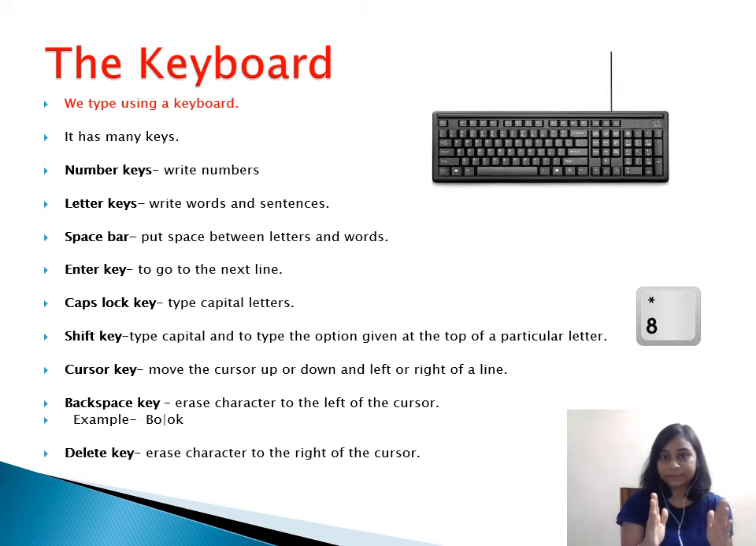Suppose we have written a paragraph and we want to delete something at the first line. So we will move the cursor key up and we will go to that particular location and we can delete or we can edit it there. And backspace key is used to erase the characters left of the cursor key. Whatever is written on the left side, we can delete using a backspace key. And delete key is used to erase the character on the right side of the cursor.